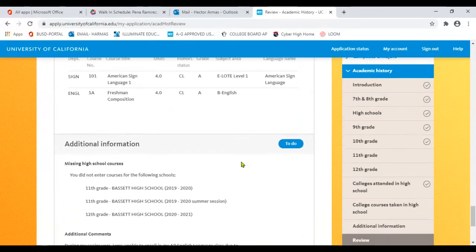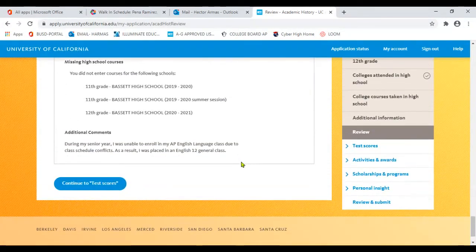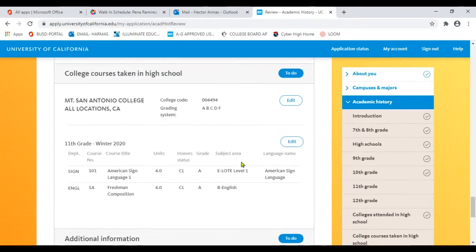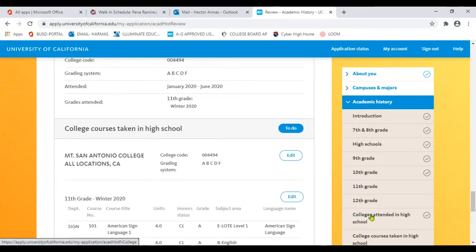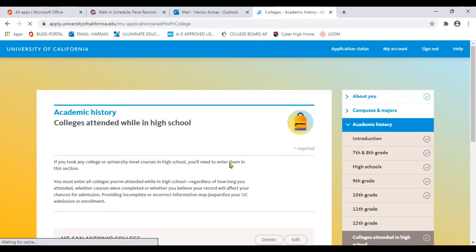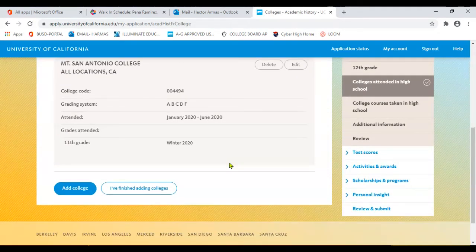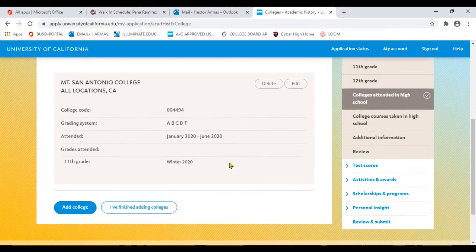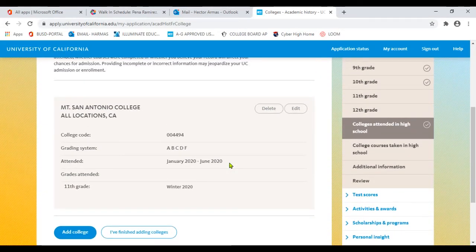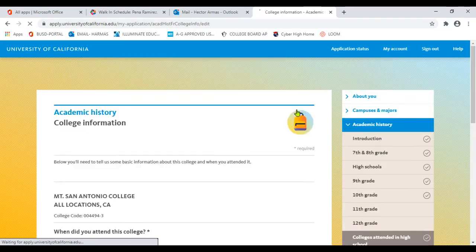Mr. Armis, if you go to Mount San classes, we have a couple of questions. So go back to colleges attended in high school. And a couple of the questions are, what do they put for semester 2 this year, because they haven't submitted semester 2? So I believe the option is to put in progress, right? Or put the course that we will be taking semester 2.